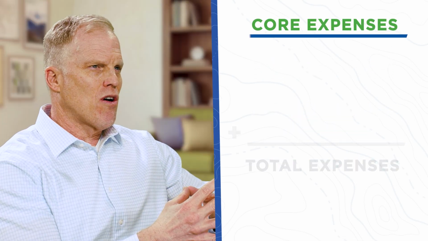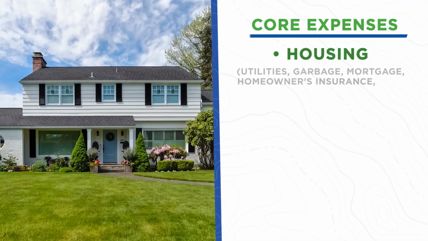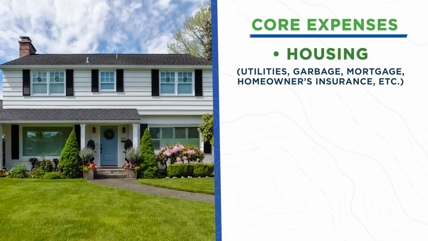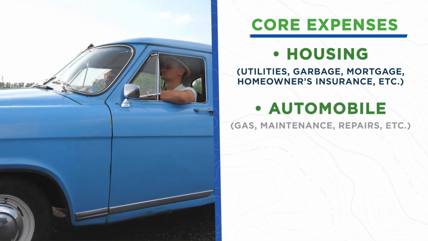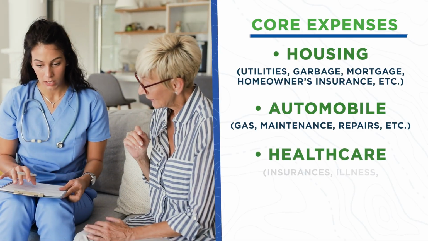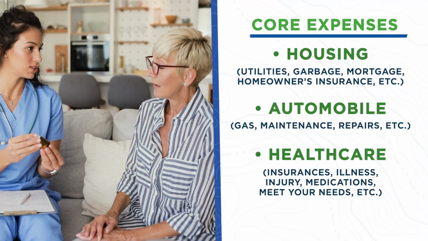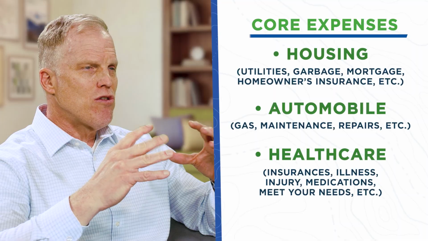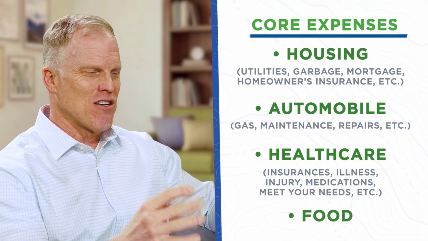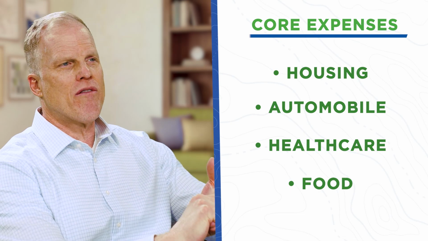Core expenses are things like housing, everything it takes to keep your home running: utilities, garbage, mortgage, homeowners insurance, for example. Then we have automobile. You have to be able to get to work or go to where you need to go. Third, healthcare: your insurances, and your ability to meet your medical needs. Those are core, and we never want to forget food, right? Food is a part of this. So housing, healthcare, and sustenance, those are what we're covering in your core.